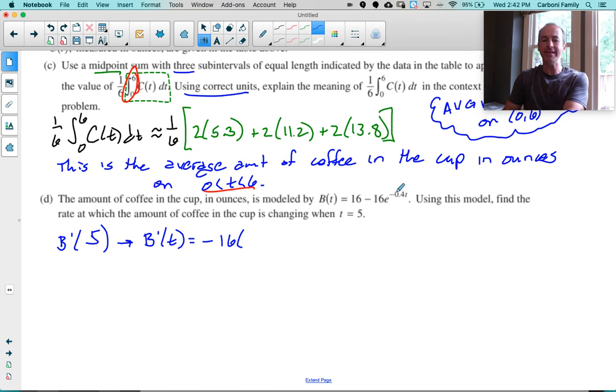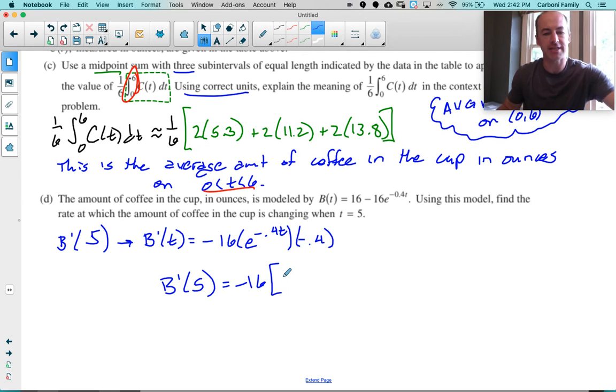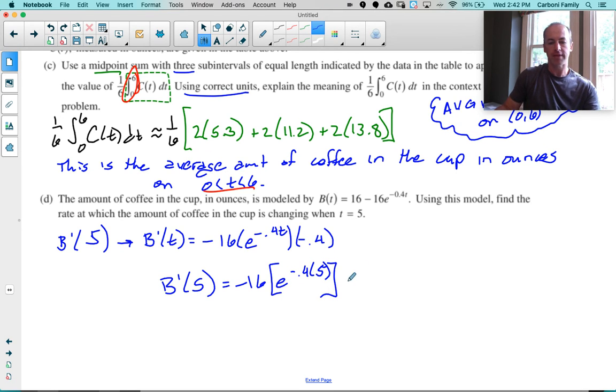Okay, the derivative of e to the negative 0.4t is e to the negative 0.4t times the derivative of the exponent, which will be negative 0.4, and then B prime of 5. I'm going to make this really simple on myself. I'm going to just plug in 5 everywhere I see a t. So that's e to the negative 0.4 times 5 times negative 0.4. Use this model to find the rate at which the amount of coffee in the cup is changing. So I just plugged in 5 for my t's.